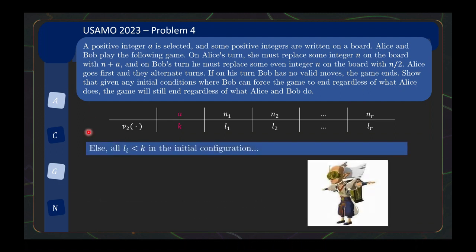And what is the other scenario? The opposite scenario is basically all the Li would be less than k in the initial configuration. Here I claim that Bob can force the game to end regardless of what Alice does, and in fact the game will still end regardless of what either does. Because we saw from the case analysis, if L is less than k, picking that n will cause L to stay at the value L, right? So anything Alice does will not change any Li. On the other hand, Bob's move always decreases some Li by 1.